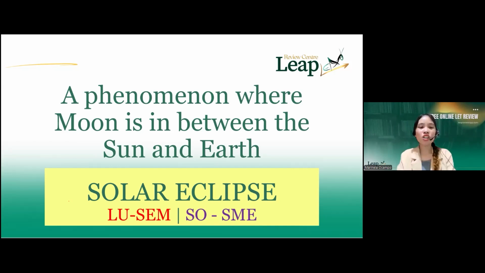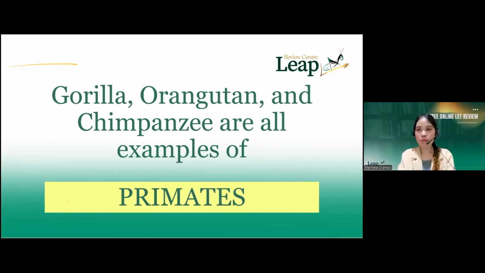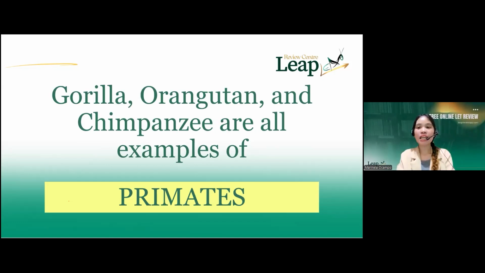Next, gorilla, orangutan, and chimpanzee are all examples of what? I do hope that you still remember the answer to this question. Very good. So the correct answer here is primates, which is a taxon in the hierarchy of classification. So that's the primates. And together with these three, we have the human beings and the monkeys. So that's the correct answer, primates.